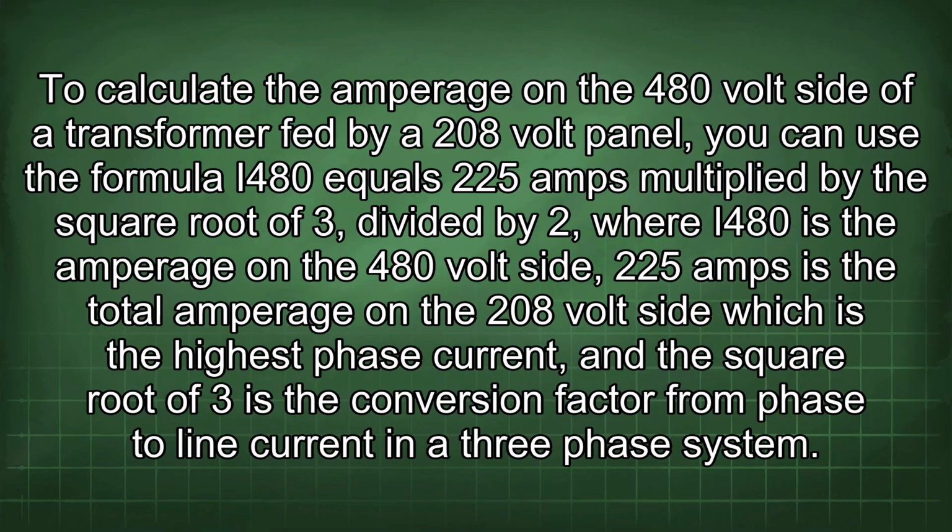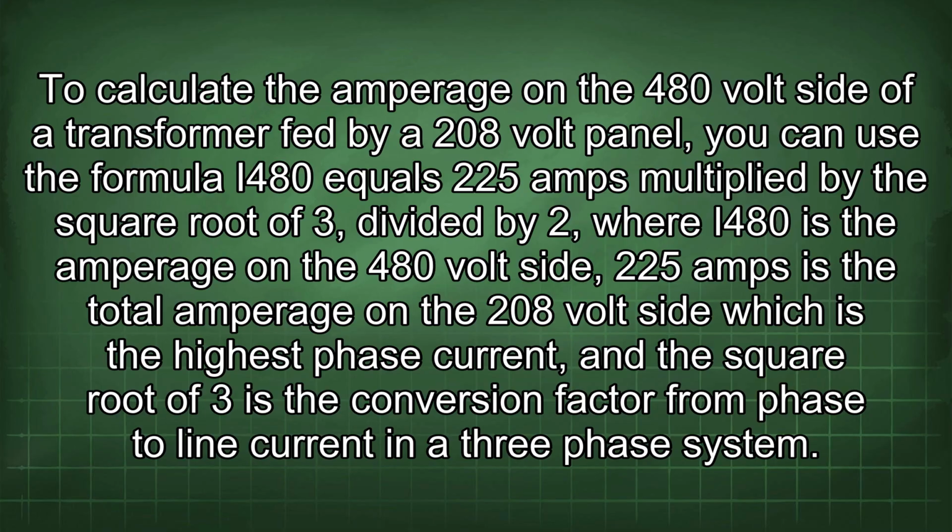To calculate the amperage on the 480-volt side of a transformer fed by a 208-volt panel, you can use the formula I480 equals 225 amps multiplied by the square root of 3 divided by 2, where I480 is the amperage on the 480-volt side.